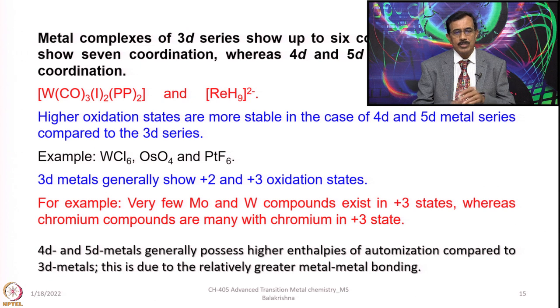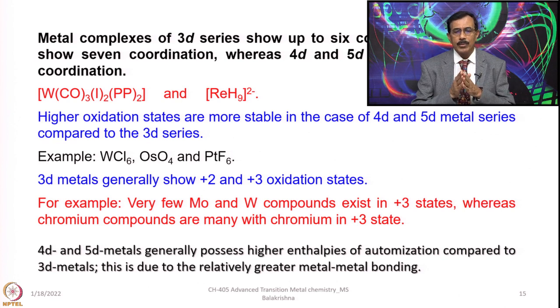So, 3D metals generally show +2 and +3 oxidation states. For example, very few molybdenum and tungsten compounds exist in the +3 state, whereas chromium compounds are many, with chromium in the +3 oxidation state. And 4D and 5D metals generally possess higher enthalpies of atomization compared to 3D metals.